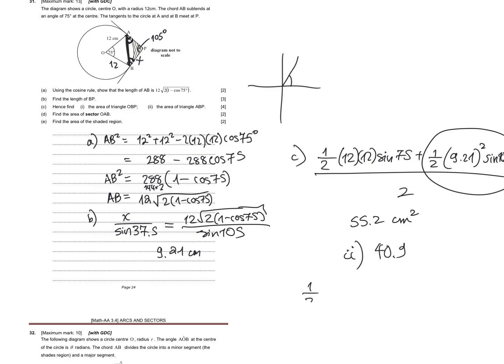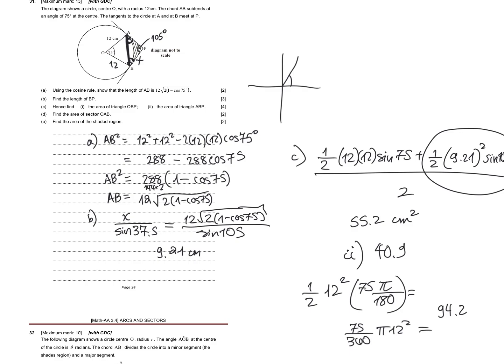All right, so for D, you want the OAB sector. So you'd have 1/2 R squared, which is 12 squared, theta, which we actually don't know, so we can turn it into radians. To turn degrees into radians, you multiply by pi over 180. Or you could treat it like it's part of the area of the circle and do 75 over 360 pi r squared. Either one will give you the right answer. So you should get 94.2 centimeters squared.